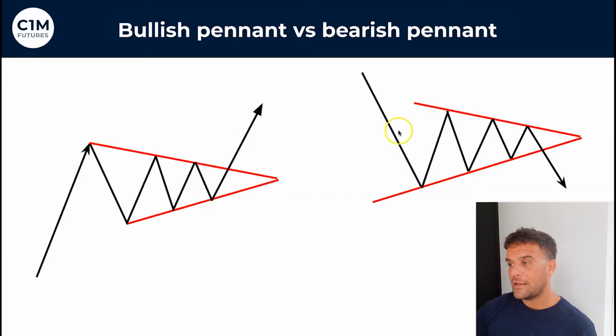Again, on the right hand side here we have a bearish pennant. And a good way to spot it is you just need to see what has happened before. Where has this price come from? Has it shot up? Are we bullish? Or is it coming down? Is it bearish? So the bearish pennant again finds a support and then bounces between the resistance and the support before continuing down.